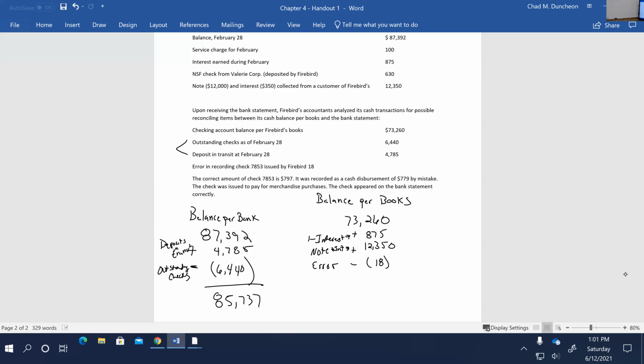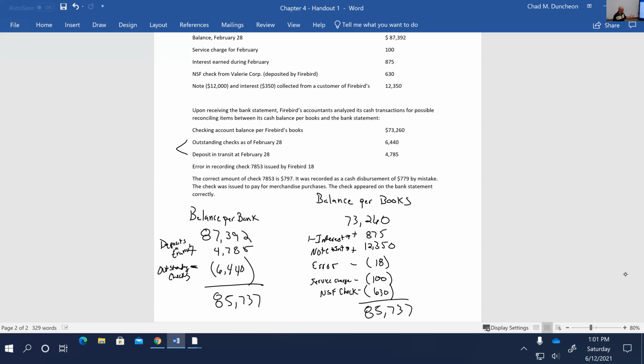And here is where you also have the service charge, $100, and the non-sufficient check of $630. And if you do your math out, you get $85,737 as your adjusted balance here.